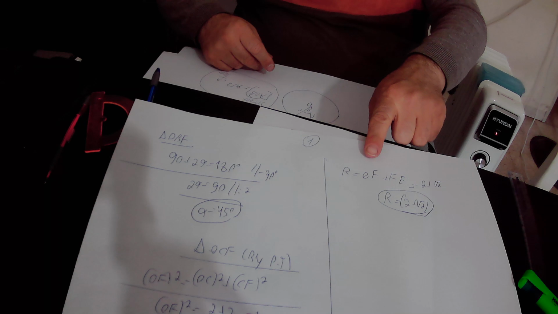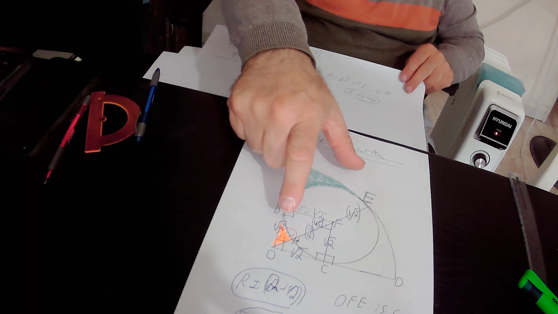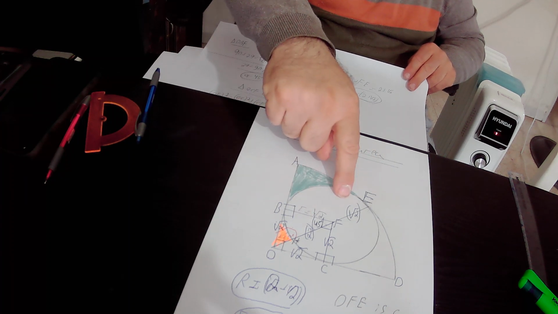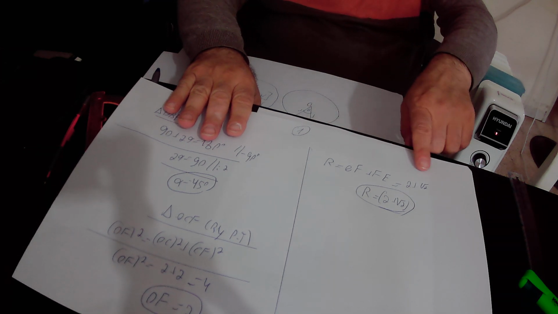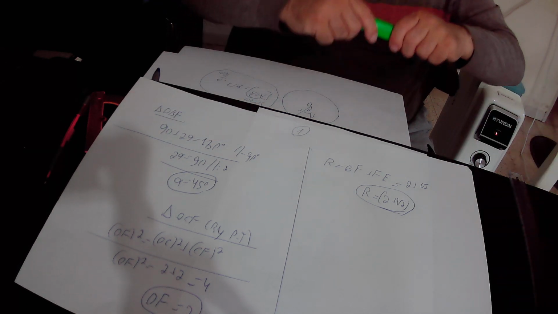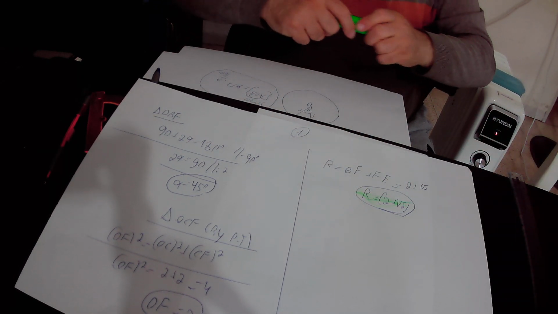Capital R equals OF plus FE. OF equals 2 and FE equals the square root of 2. Therefore, in total, capital R equals 2 plus square root of 2. The radius capital R of the quarter circle equals 2 plus square root of 2 units in its length.